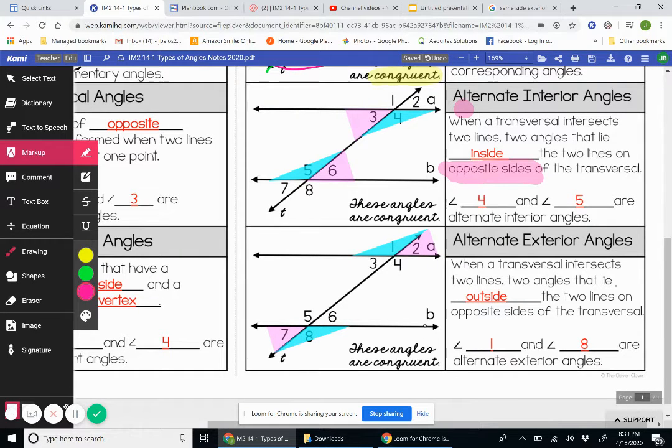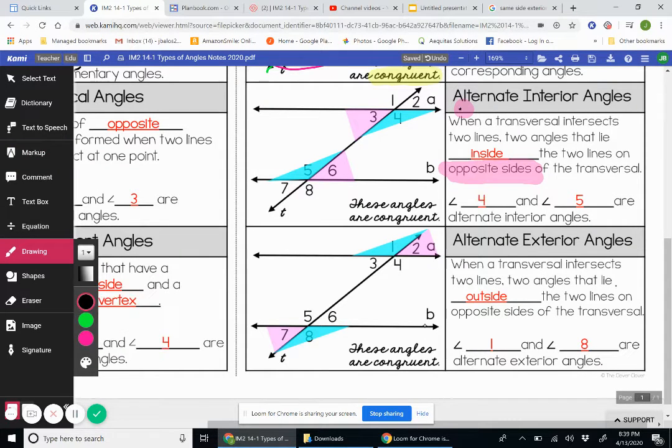Opposite. So, for instance, angle 3 and angle 4 are on opposite sides of the transversal. Angle 5 and angle 6 are on opposite sides of the transversal. But notice 3 and 6 are also on opposite sides of the transversal. When we're talking about alternate interior angles, those are the ones we're talking about. For instance, number 3 and number 6, they're on opposite sides of the transversal. Also notice when you look at the 2 lines, they are in between the 2 lines.